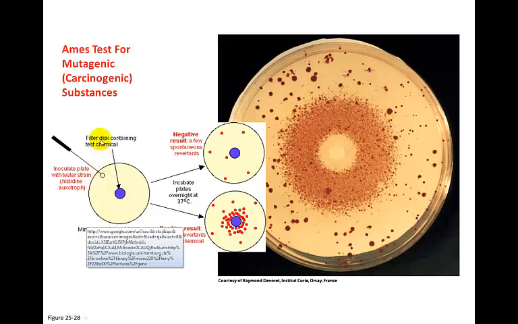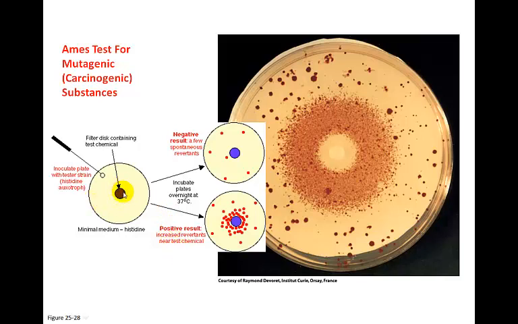But if we've added a filter disc containing a test chemical, and the test chemical happens to be mutagenic, then we will get many, many colonies of the bacteria rather than just a few. And these colonies are called revertants. They've reverted back to a wild type that can make histidine. So in order for them to grow, they've had to make histidine. So this is an indication that the test chemical that was put on this piece of filter paper was mutagenic, and it mutated the defective histidine gene back to a histidine gene that can synthesize histidine.